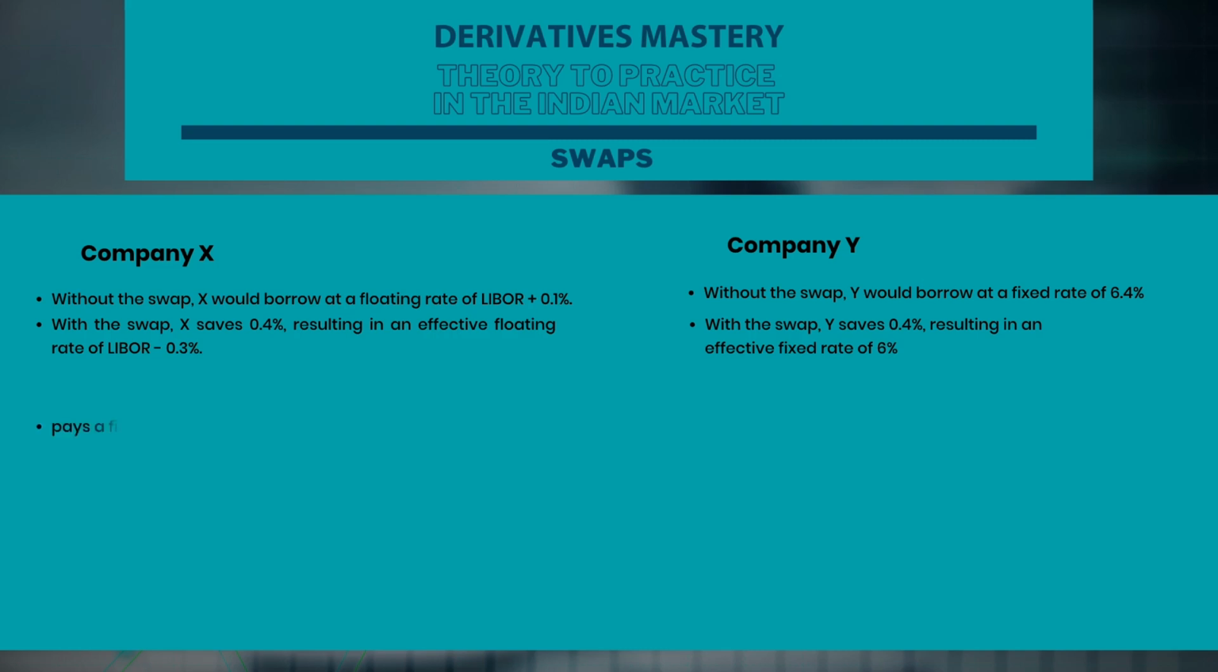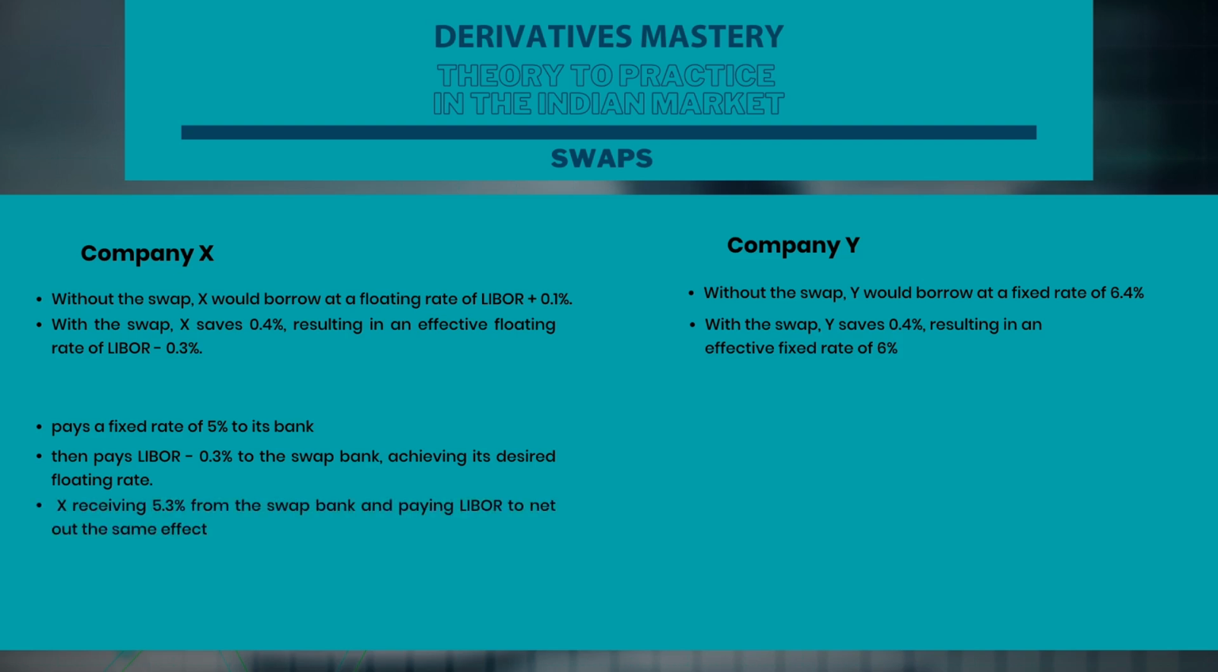So here is how the swap works in practice. Company X pays a fixed rate of 5% to its bank, which is offset by receiving the same amount from the swap bank. Company X then pays LIBOR minus 0.3% to the swap bank, achieving its desired floating rate. Alternatively, this can be viewed as X receiving 5.3% from the swap bank and paying LIBOR to net out the same effect.